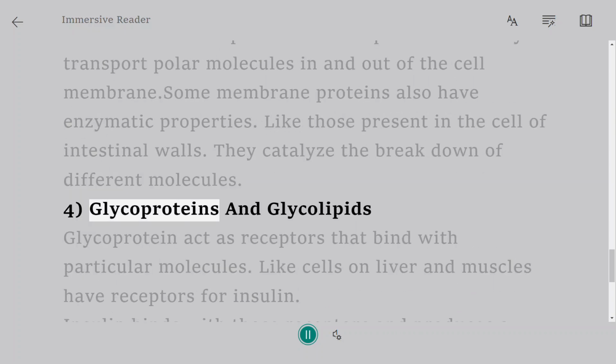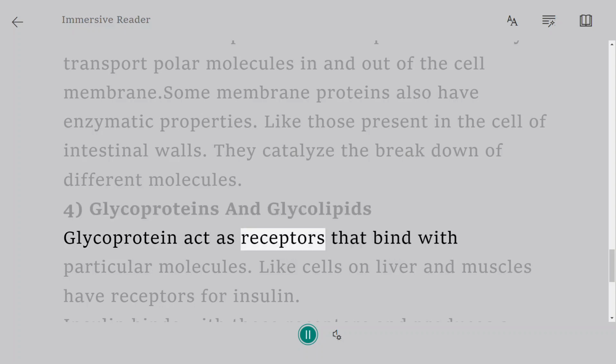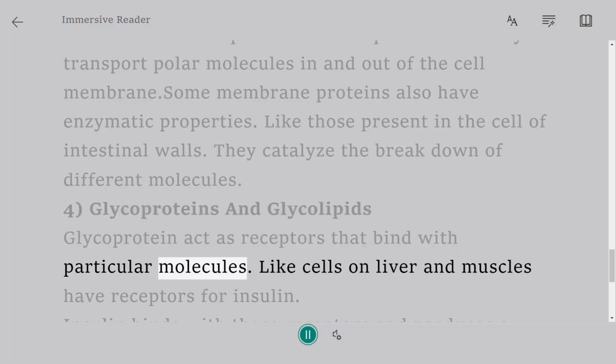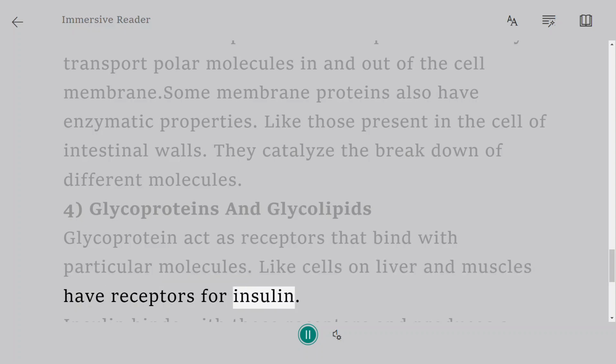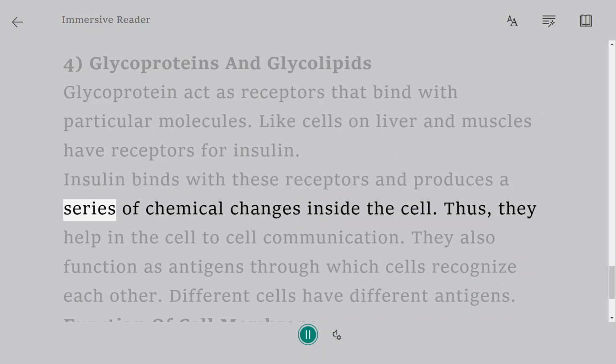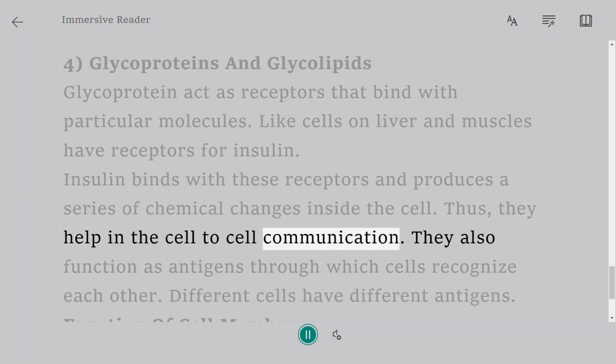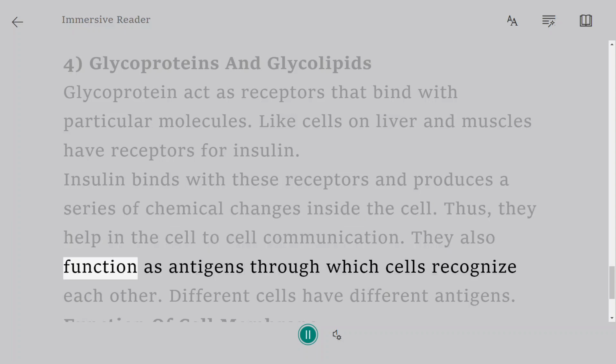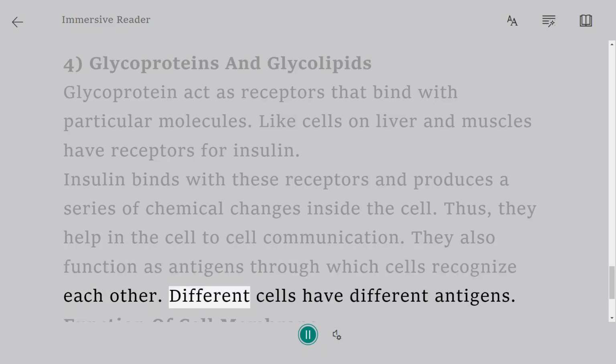4. Glycoproteins and glycolipids. Glycoproteins act as receptors that bind with particular molecules. Like cells of the liver and muscles have receptors for insulin. Insulin binds with these receptors and produces a series of chemical changes inside the cell. Thus, they help in cell-to-cell communication. They also function as antigens through which cells recognize each other. Different cells have different antigens.